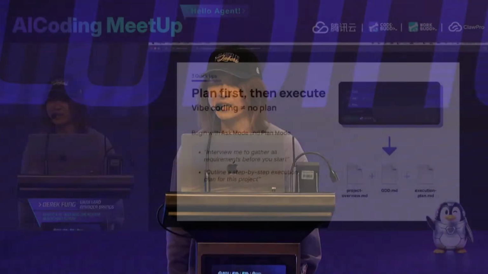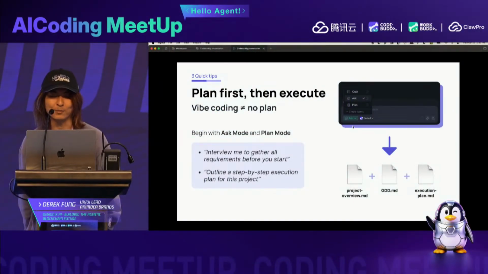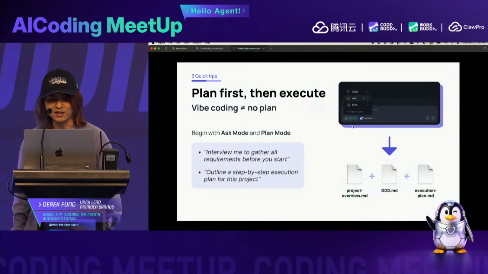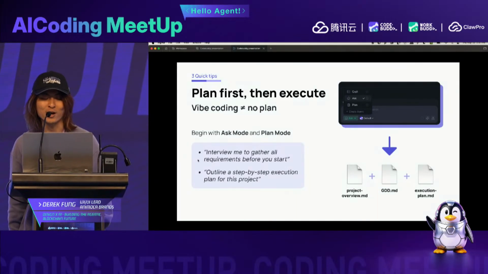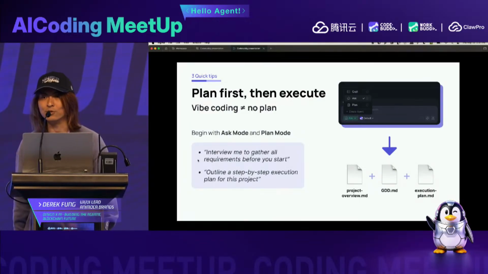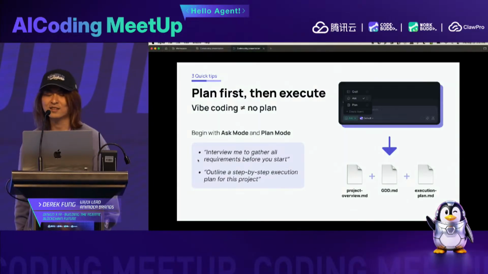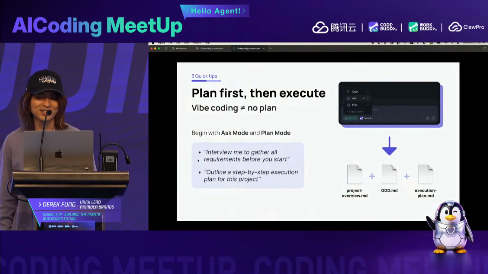And if you're on a coding agent like CodeBuddy, there's an option for you to switch to ask mode and plan mode. I always begin working on my project using ask mode. And here's a trick. When I'm on ask mode, I like to tell the AI to interview me to gather all requirements before I start. And then I'll switch to plan mode to outline a step-by-step execution plan for the project. I find this extremely helpful, and it saves me a lot of time working along the project.